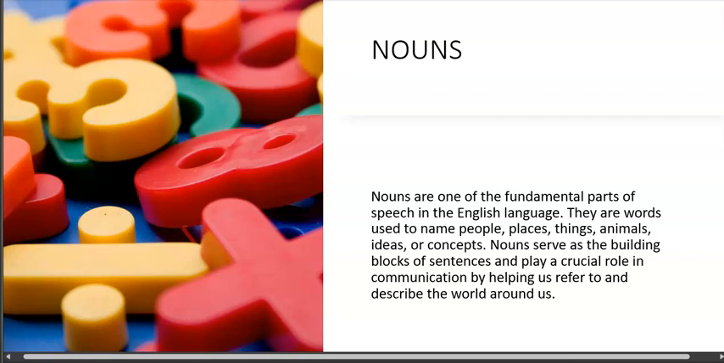And in a sentence, they are very important, as we need to know who an action is being done to or who is being spoken about in a sentence, okay? So that is why we need to understand what these nouns are, okay?